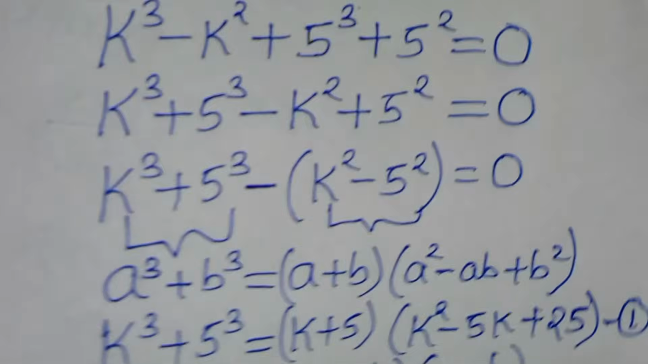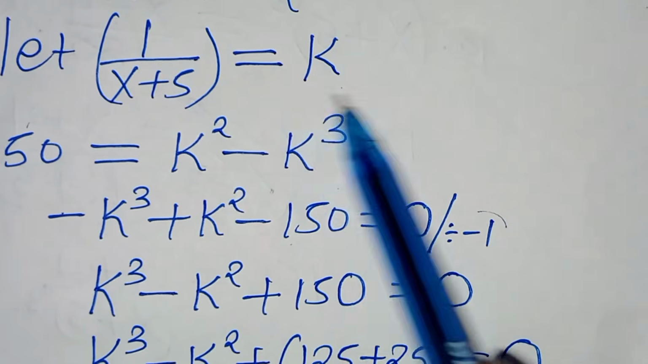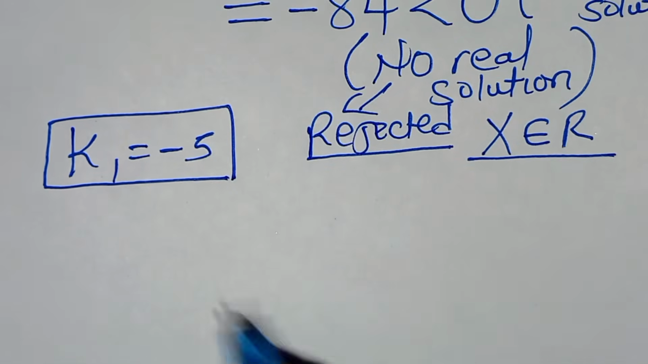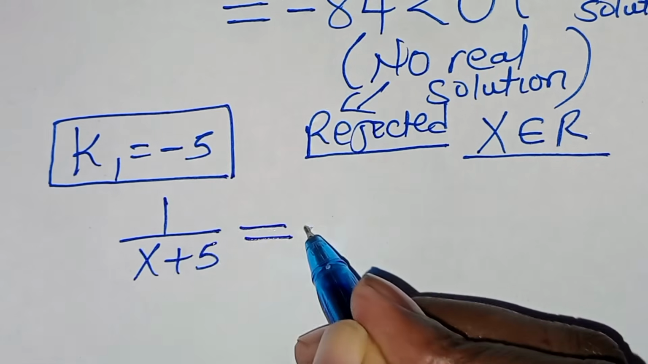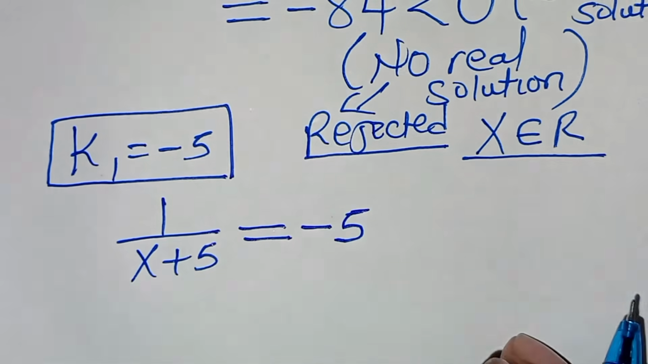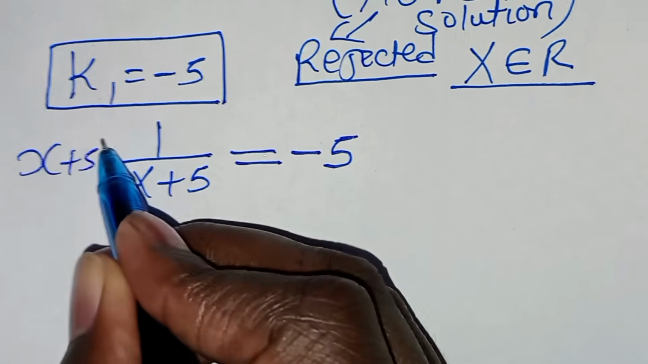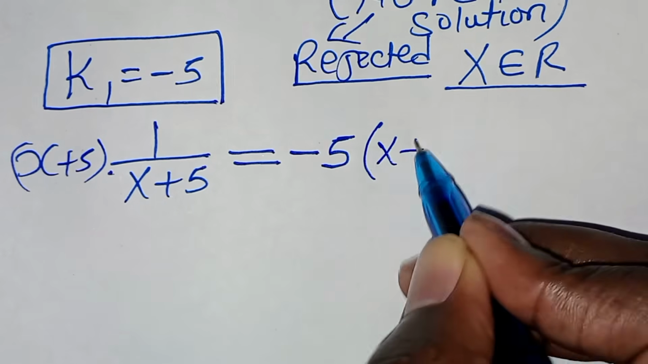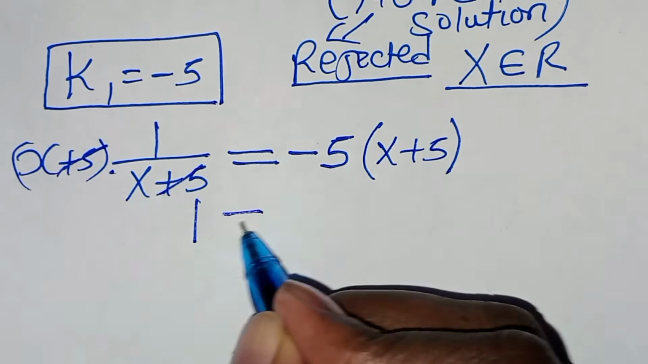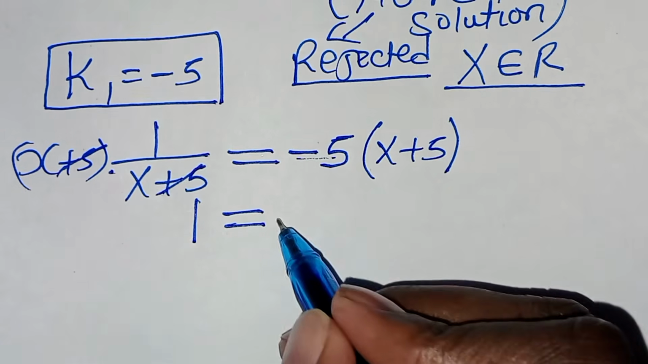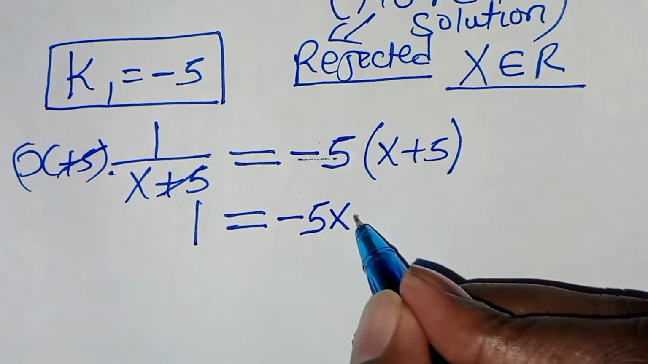And if you recall here, we have seen that let 1 over x plus 5 be equal to k. So we have 1 over x plus 5 equal to k, which is minus 5. So to solve for x here, let's multiply both sides by x plus 5. So let's simplify here. So here we have 1 is equal to negative 5 times x, this is minus 5x. Then minus 5 times plus 5, this is minus 25.